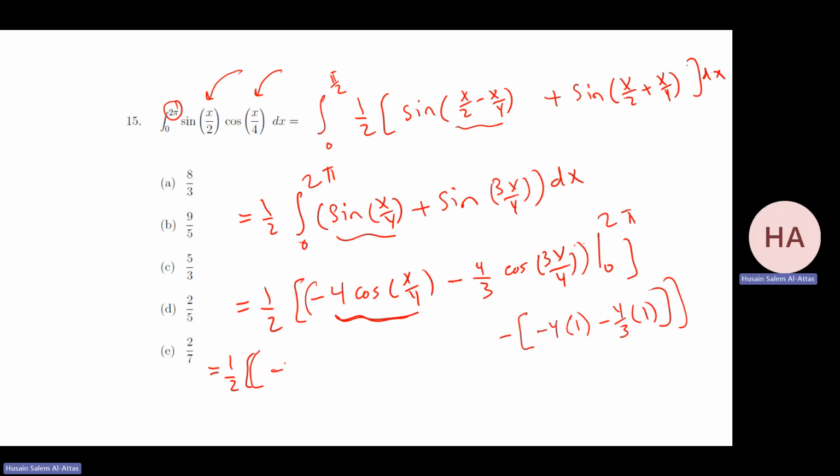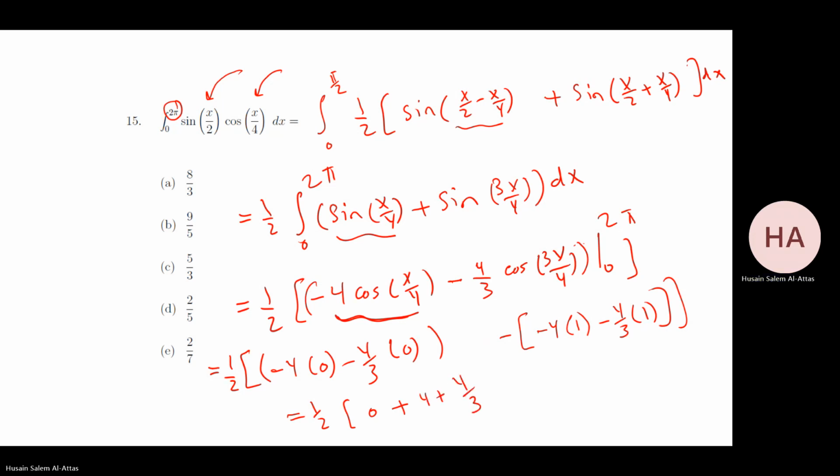So I have 0 minus 4 times cosine pi over 2, which is 0. Minus 4 over 3. I have what? 6 pi over 4, that will be 3 pi over 2, which is also 0. So this is the first one. That will be half times this, minus that. Minus this one, that will be half. This is 0. This one will be plus 4 over 3.